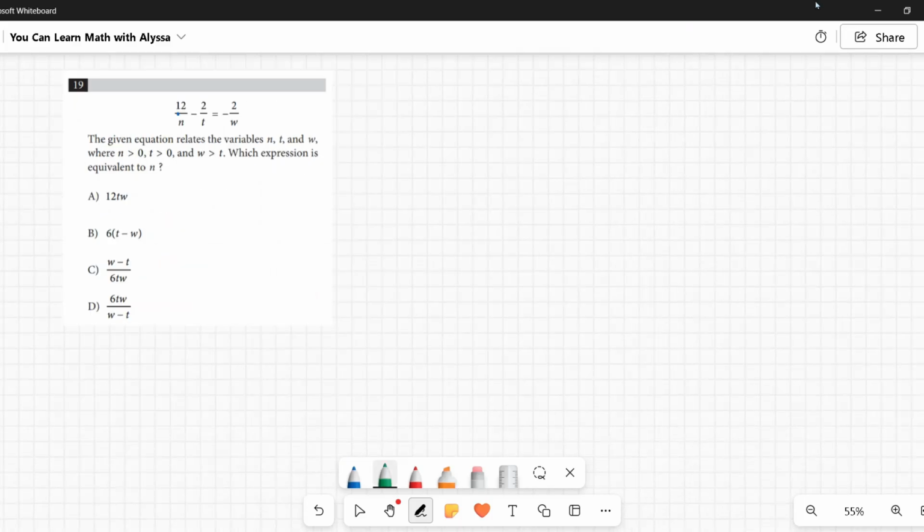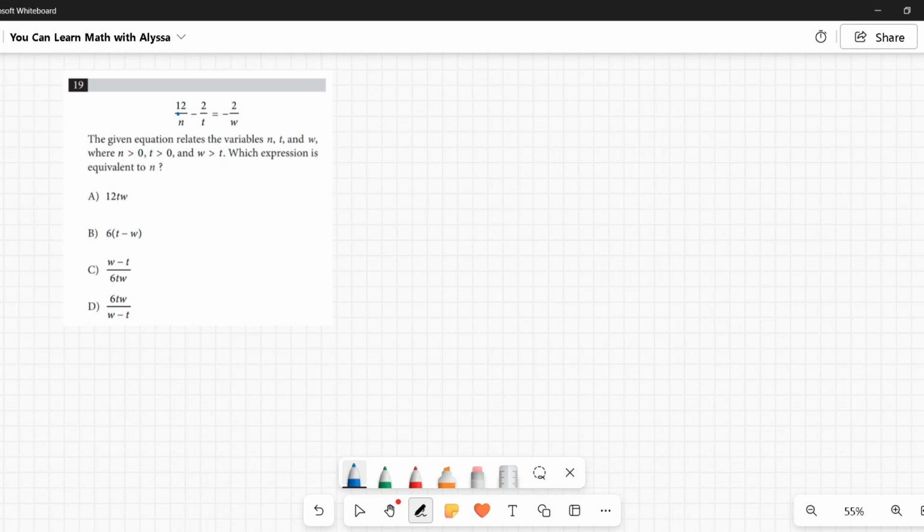Number 19. 12 over n minus 2 over t equals negative 2 over w. The given equation relates the variables n, t, and w, where n is greater than 0, t is greater than 0, and w is greater than t. Which expression is equivalent to n?